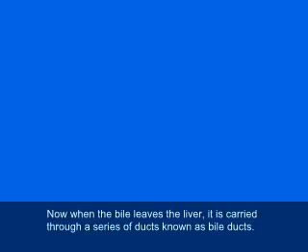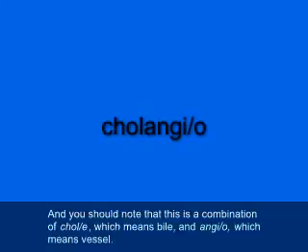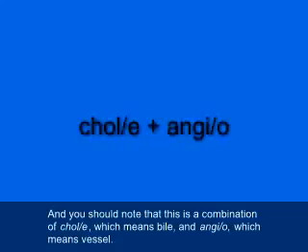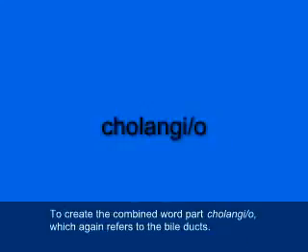Now, when the bile leaves the liver, it is carried through a series of ducts known as bile ducts. And we have a word part for bile ducts. That's cholangio, C-H-O-L-A-N-G-I/O. And you'll note that this is a combination of the smaller word parts chole, which means bile, and angio, which means vessel. And you'll also note that using our combining vowel rule, the slash e in chole is dropped when it's combined with angio to create the combined word part cholangio, which again refers to the bile ducts.